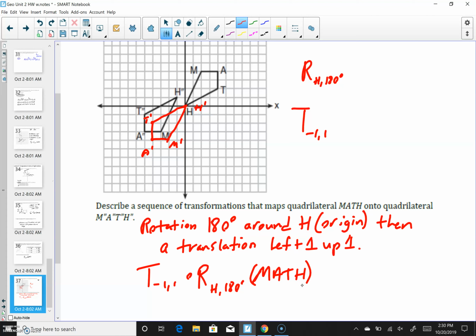You could have translated it -1, 1 to get to H double prime first, so that the H's were on top of each other. But then you would have no option of the origin. You would have had to center it at H. So if you take what I wrote and flip the order in this case, it will work. I just looked at this one as the easiest way to do it.